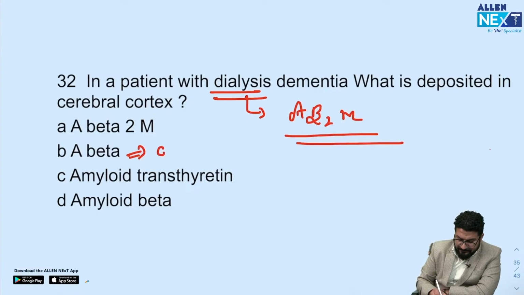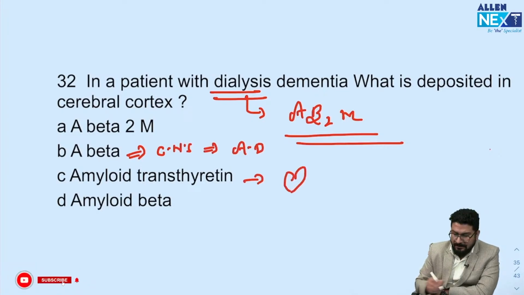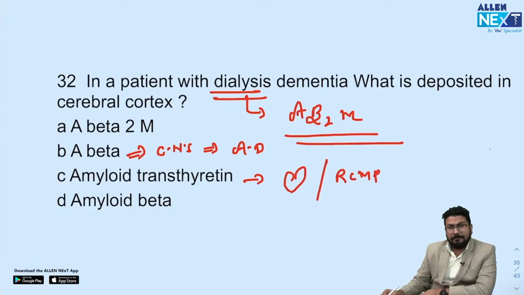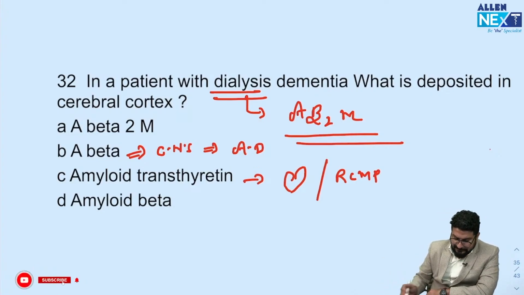A beta is seen in the brain, in the CNS, in a patient with Alzheimer disease. Transthyretin we see in the heart, in a patient with restrictive cardiomyopathy, RCMP, or sometimes in some familial form, which we call familial amyloidotic polyneuropathy. Is it clear? So amyloid beta or A beta is the same.